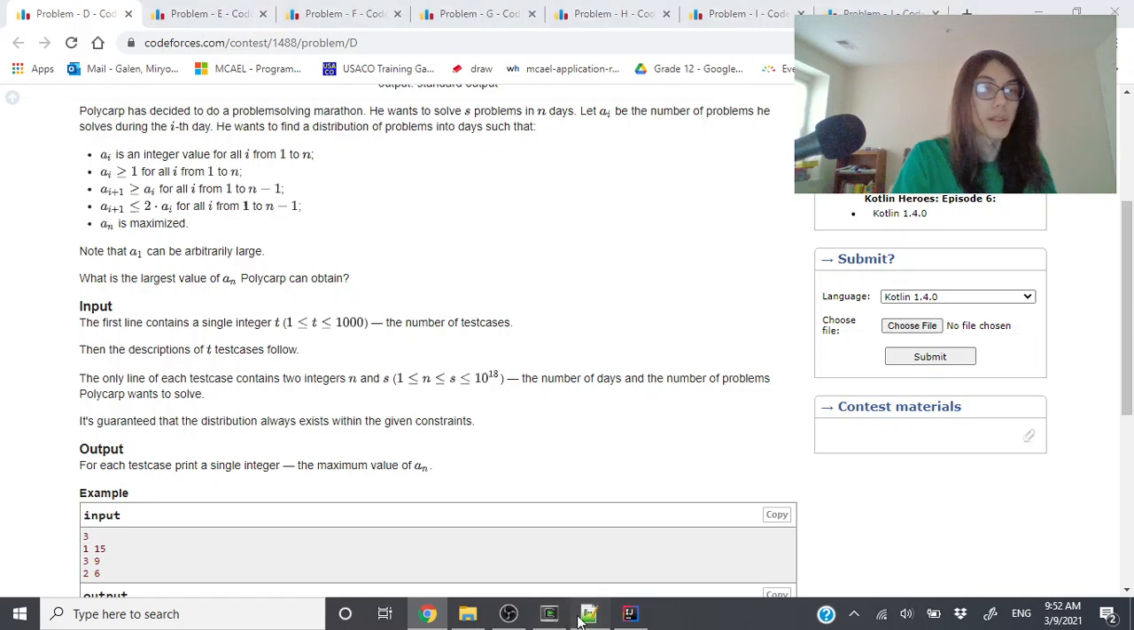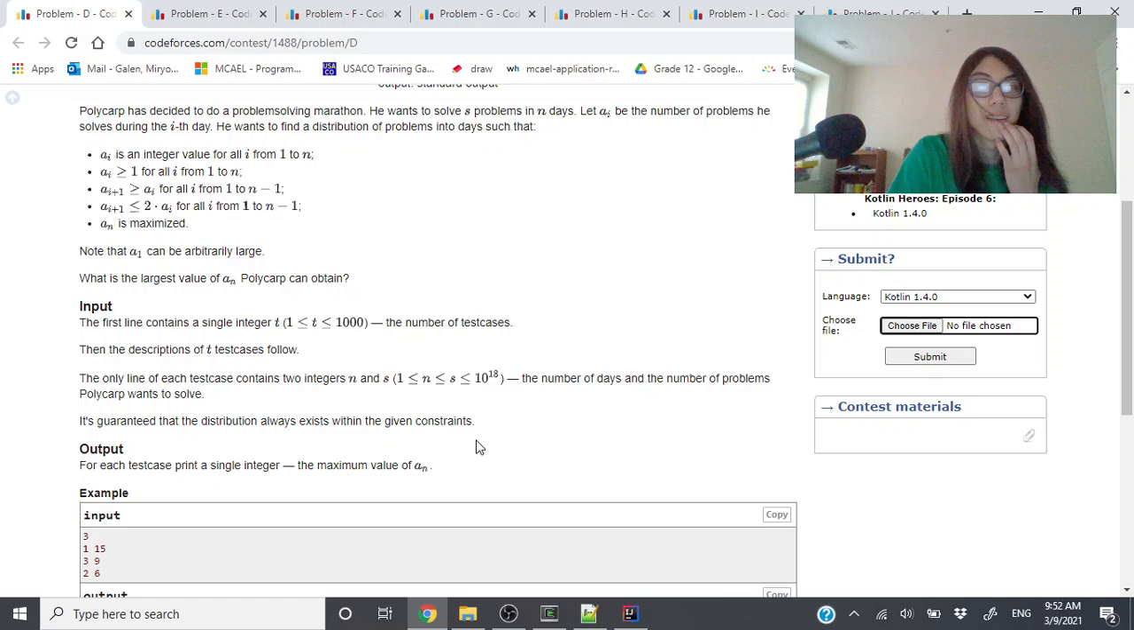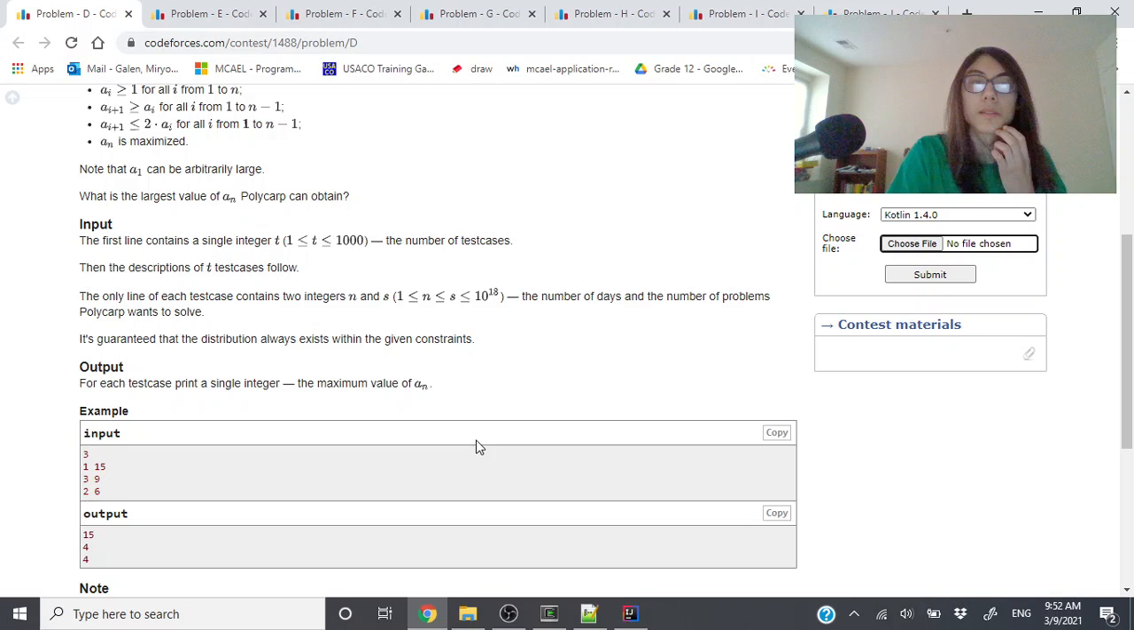Maybe we could binary search on the answer. Had to be 10 to the 18th, didn't it? Why would they have to make it 10 to the 18th? Also, s is greater than or equal to n. Wait. What? What are they doing?